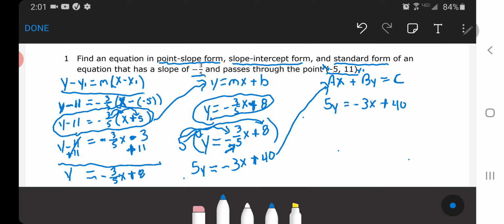Okay, so like I said, we need to bring that negative 3x to the other side. Well, since it's a negative 3x, and we want to bring that whole term over to the other side, well, let's do the opposite of what negative 3x is, which is adding 3x. So plus 3x. And once again, since I'm doing it to this side, I must do it to the other side.